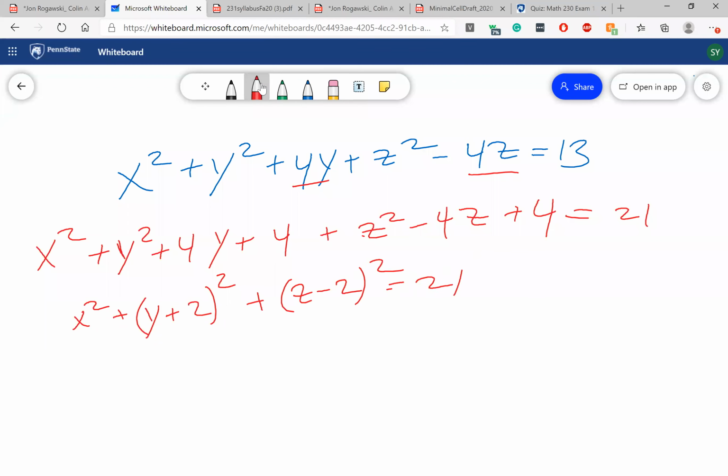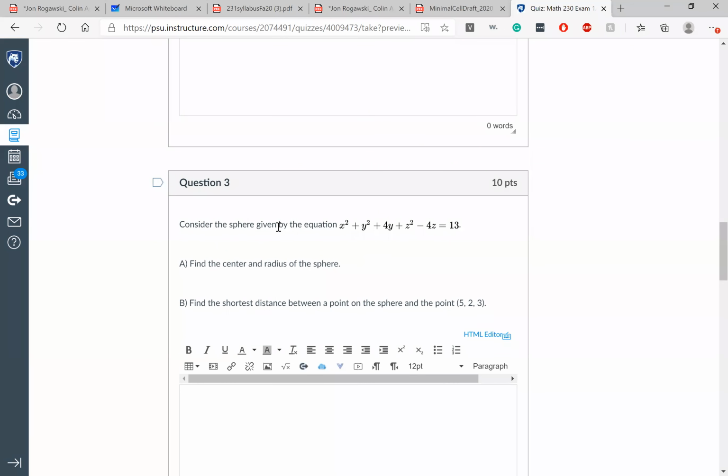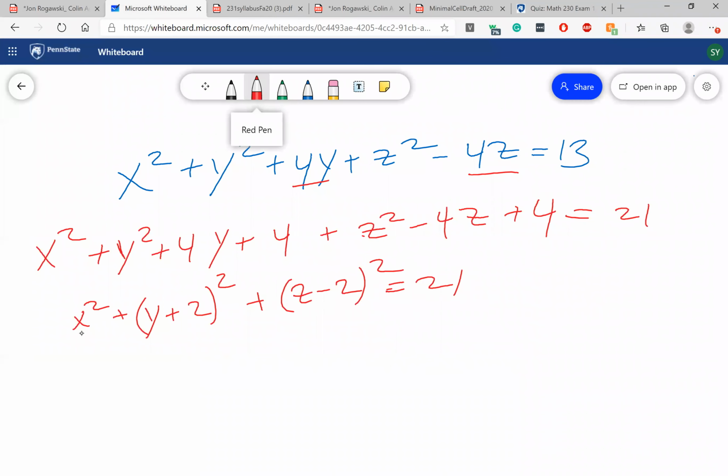What are we trying to do with this problem again? We're trying to find the equation. They give us a sphere, and we're trying to find the center and the radius of the sphere. That's the first problem. Okay. So we now know the answer. The center of the sphere is going to be 0 for the x, -2 for the y, and 2 for the z. So that's going to be our center. And our radius is the square root of 21.